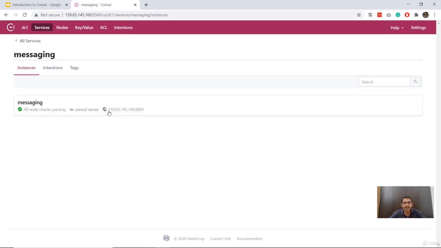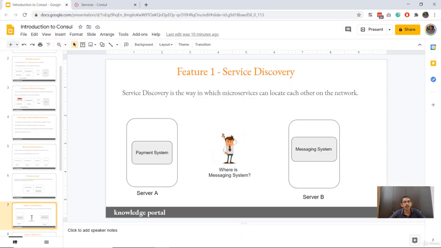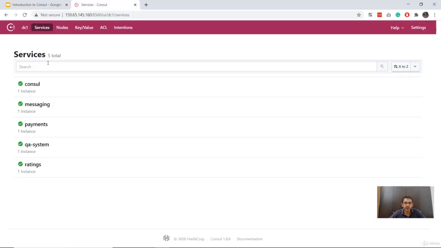It says that it is running on 159.65.141.160 and it is running on port 8081. So it is very easy for us to find the exact server where our messaging service is running currently. Now if a payment system wants to find a messaging system, no issues. All it has to do is contact Consul. Consul will give the latest IP address and the port where the messaging system is running. So this is the first part.